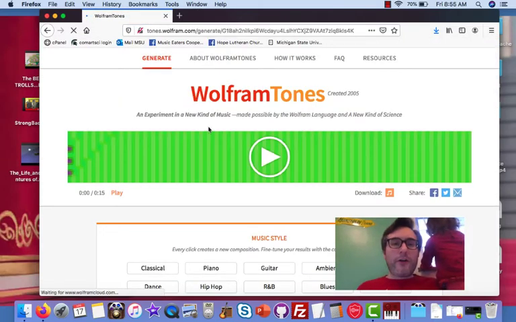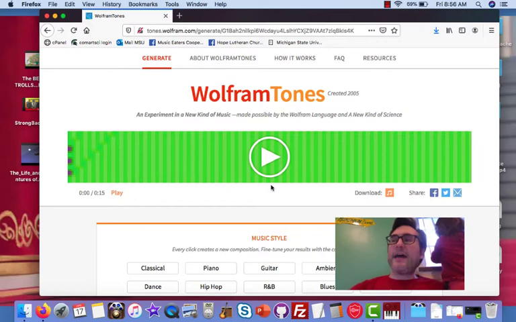And how it works is, as you can see here, it says an experiment, a new kind of music made possible with the Wolfram language, a new kind of science. So how it works is it is an algorithmic composer. That means it has certain rules that are given to the computer, and when you press play, it generates the music.